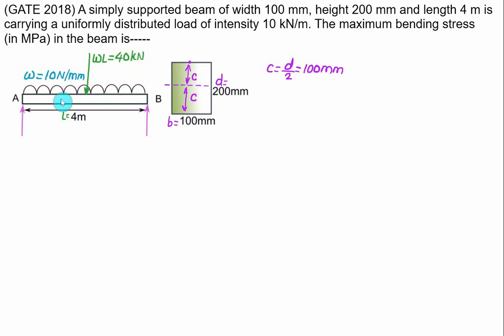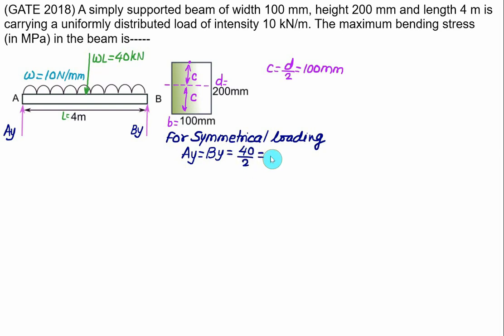For finding the reaction here, we'll convert the UDL into an equivalent point load. And because of the symmetrical loading here, we have equal reactions at A and B, that is 40 divided by 2. So whenever we have a symmetrical loading, the reactions are equal. So we have AY equal to BY, which is 40 divided by 2. So each of the reactions here is equal to 20 kilonewton. This reaction is 20 kilonewton, as well as this reaction is also equal to 20 kilonewton.